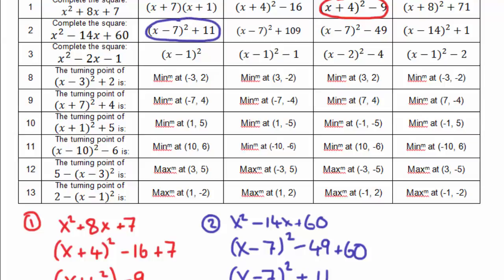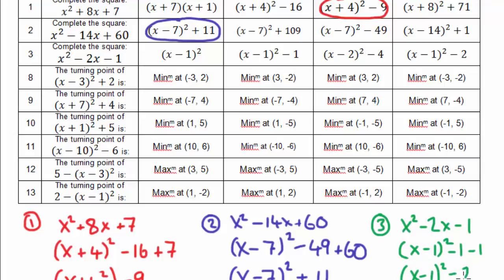And I'll see if I can squeeze in question 3. Question 3 is x squared minus 2x minus 1. That is still going to be in this form, x minus 1 squared. We're then going to have to subtract, because minus 1 squared, anything squared, is going to be a positive number. So minus 1 squared is 1, and we have to take another 1 away. So we end up with x minus 1 squared, minus 2, which should be that one here.